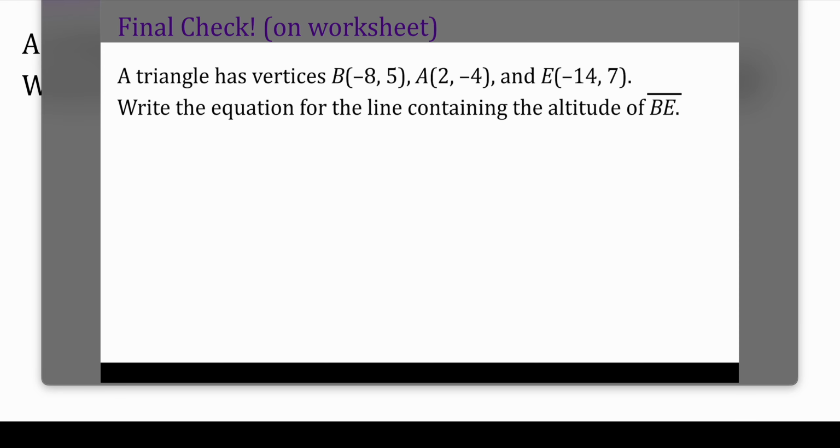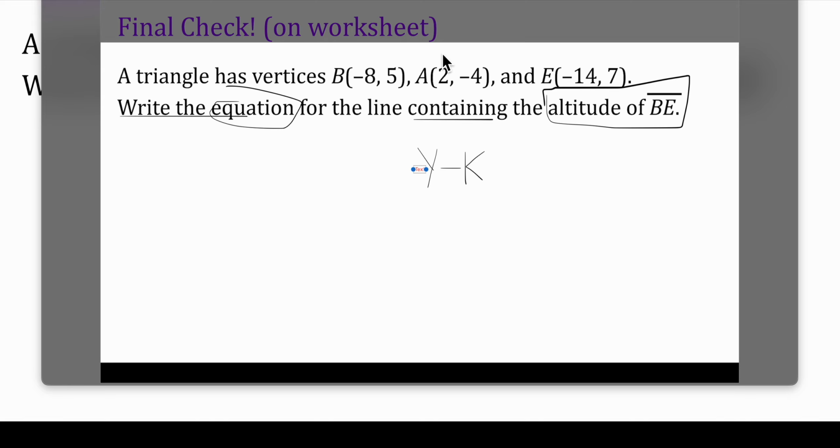Alright, what are we trying to find? We are trying to make an equation for the line containing the altitude of BE. And what kind of equation? The equation we're going to use is the point-slope formula, which is this: y minus k.